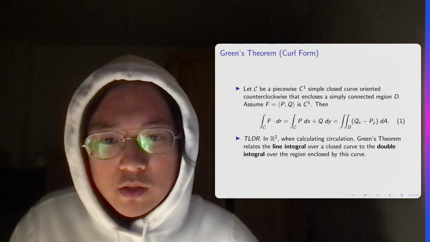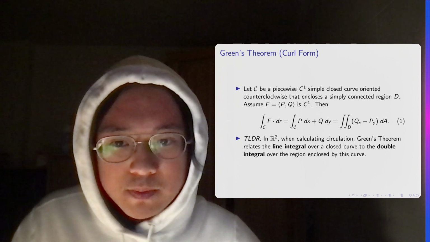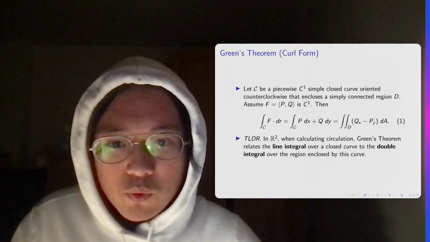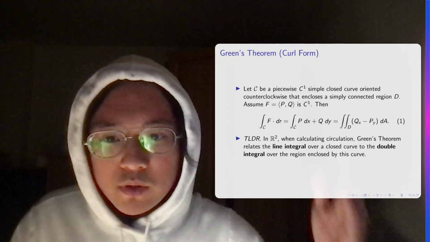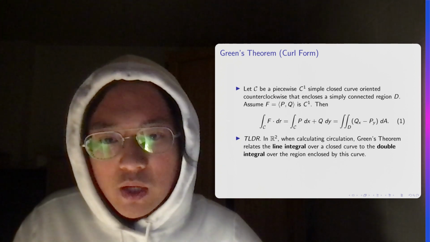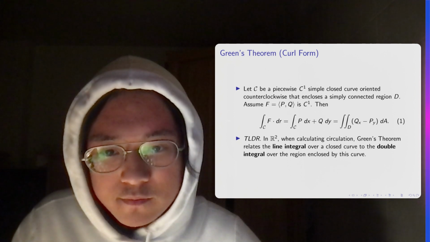So for Green's theorem in the curl form, we have a vector field f. And Green's theorem is basically saying, if we want to calculate the line integral on the left, we can instead calculate this double integral over the region bounded by the curve. In fact, we also call the left-hand side of this equality the circulation of f.